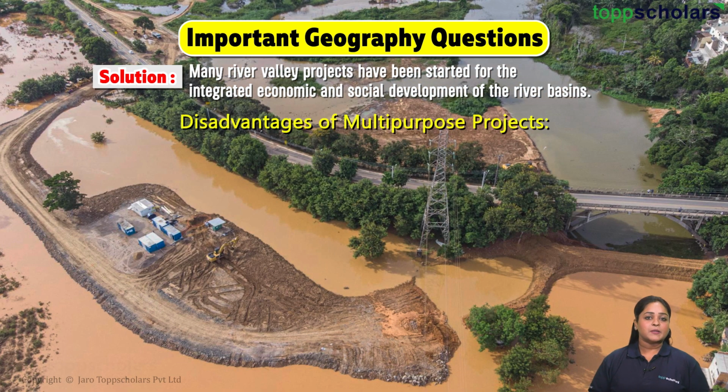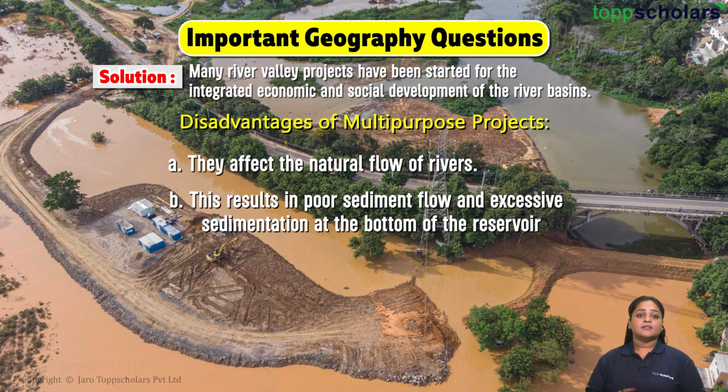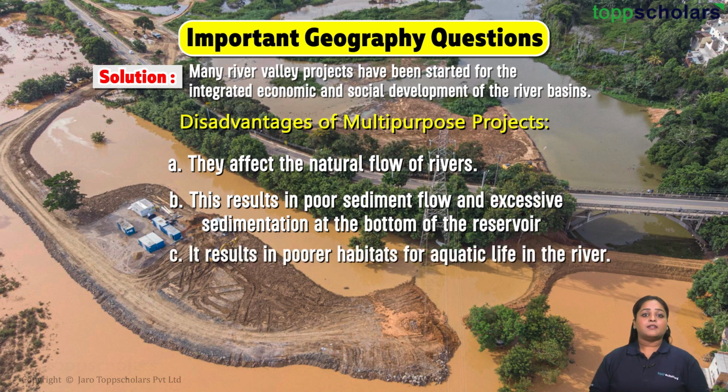Disadvantages of multi-purpose projects: A. They affect the natural flow of rivers. B. This results in poor sediment flow and excessive sedimentation at the bottom of the reservoir. C. It results in poor habitats for aquatic life in the river.